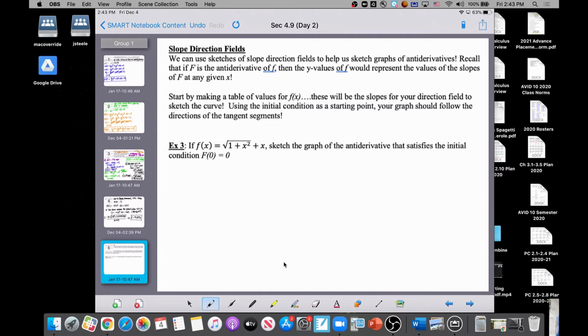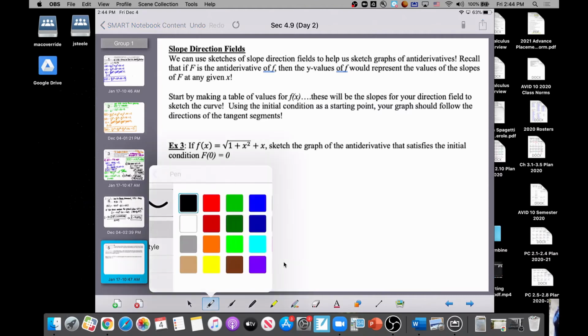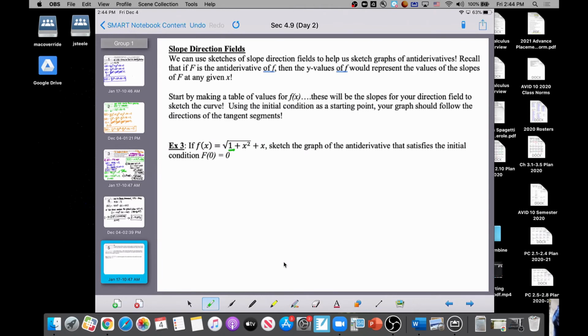It goes both ways. So for our last example, they give us this function, f of x equals the square root of 1 plus x squared plus x. They want us to sketch the graph of the antiderivative that satisfies the initial condition F of 0 equals 0. So that F of 0 equals 0 right there tells us a point on the curve, so that we know where this graph has to pass through. And so when we sketch our graph using our slope direction field, we're going to use that point as a starting point.